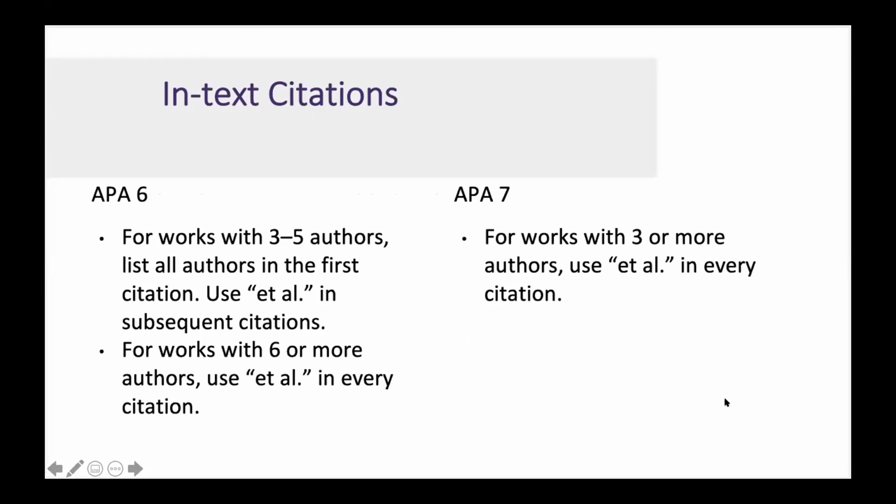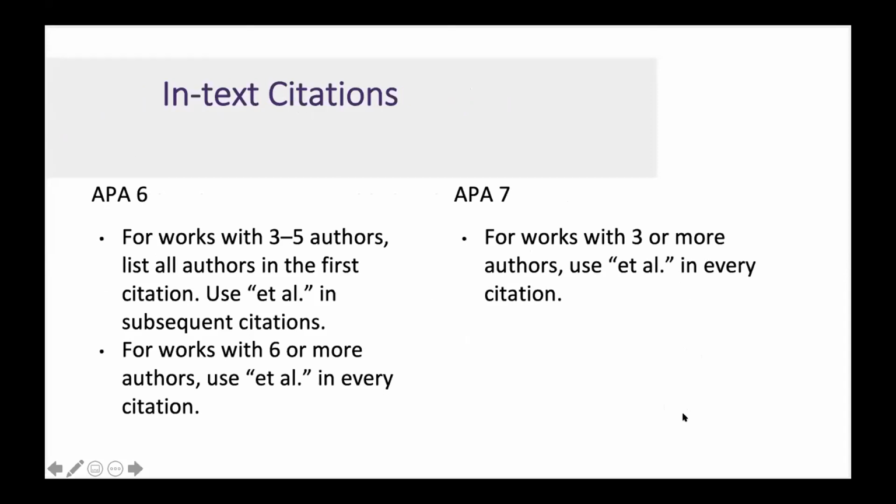Next one, and this is a big time saver when you are proofreading your manuscript to submit. Used to be that you'd have works with 3 to 5 authors, writing out all the authors the first time and then abbreviating. And if you had 6 or more, to always abbreviate. Well, I can't tell you how many times I've had students come back and say, my professor went and checked all of my citations and found these 15 things I need to change.